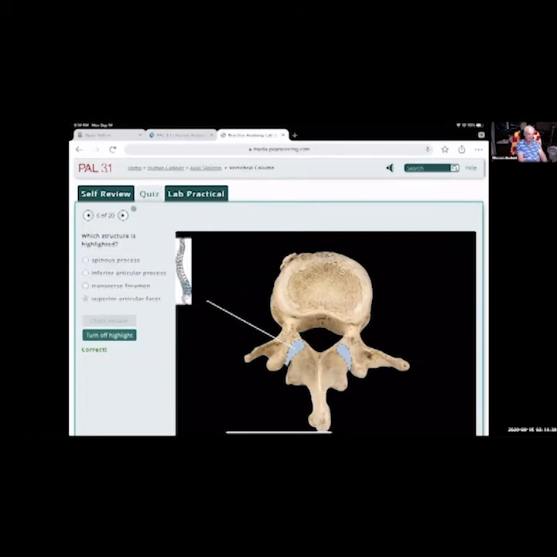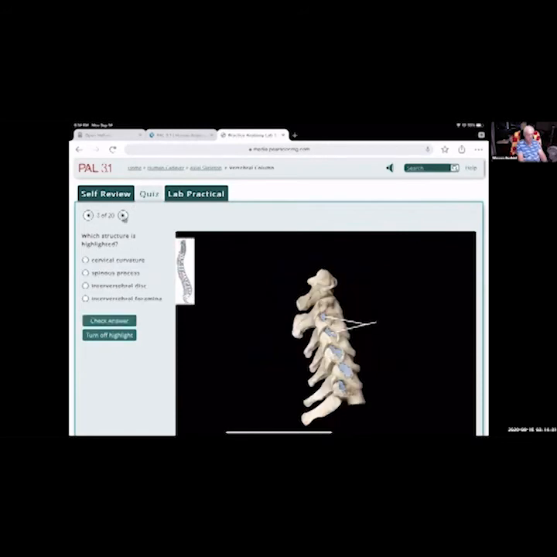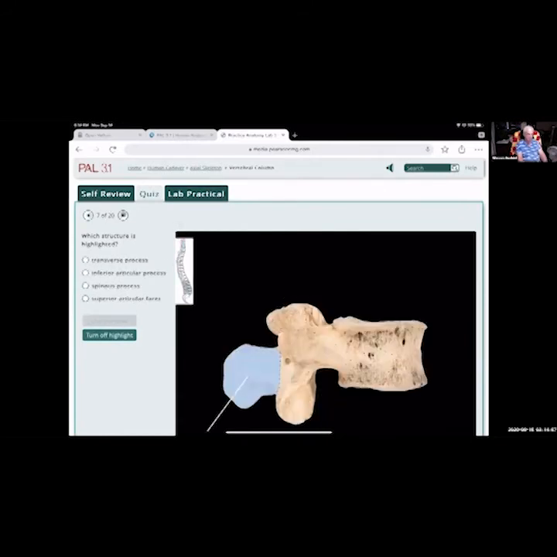Okay. This is where those little openings are. Intervertebral foramen. Right? Got it. And what structure is highlighted here? Spinous process.